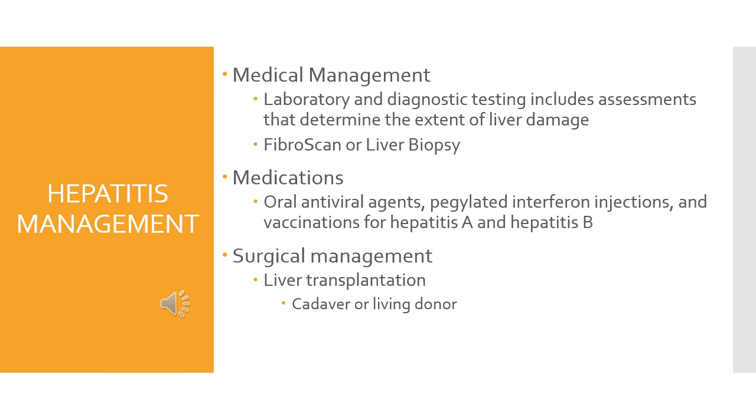The gold standard for staging liver fibrosis is a liver biopsy. Approved therapeutic agents for use in patients with hepatitis include oral antiviral agents that aid in viral suppression, pegylated interferon injections that also work toward viral suppression, and vaccinations for hepatitis A and hepatitis B. If the liver becomes too damaged, a liver transplant might become necessary.